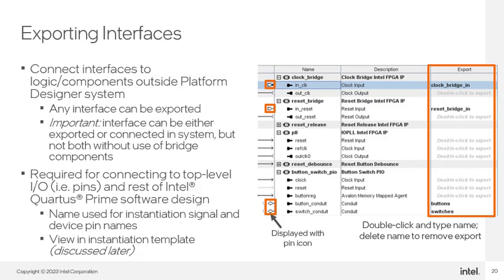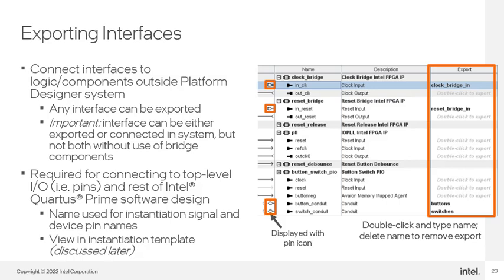To export an interface, double-click in the Export column for the interface you want to export. A default name will appear in the form of component interface name underscore interface name. You can customize the name if you want. The name you specify will be used for instantiating the system design or for making assignments to I/O pins in the pin planner or assignment editor.